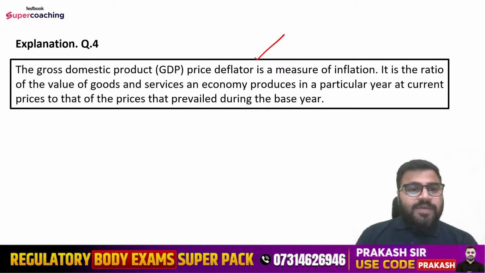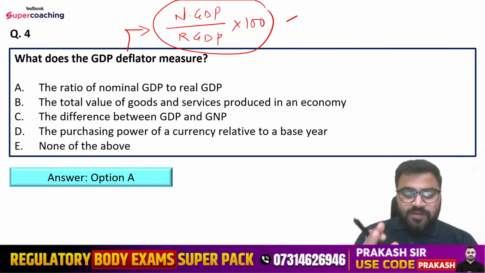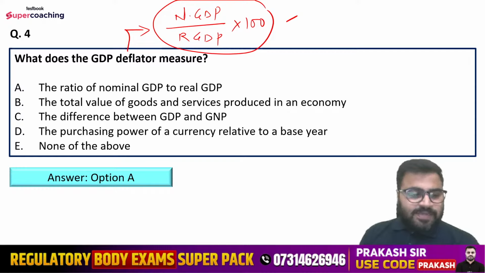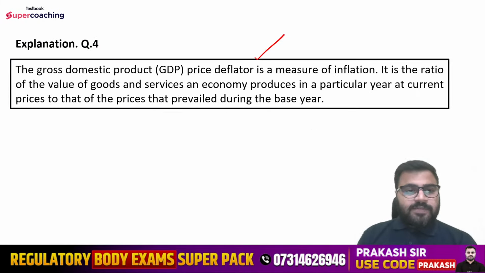Look, a question can be asked in the examination: what is the use of GDP deflator? Why is GDP deflator used? So you must know that it is used for measuring the inflation. Secondly, they can ask the formula of GDP deflator, and this is a very common question, like per capita income, like GDP deflator. These all are very important concepts that are always asked in the examination. So you have to be prepared in terms of that.